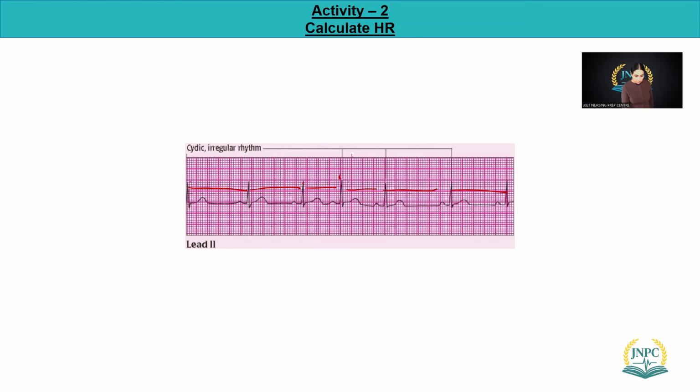1, 2, 3, 4, 5, 6, and then 7. 7 multiplied by 10 is equal to 70. We have approximately 70 beats per minute, but the rhythm is irregular. It's not sinus. An irregular rhythm can be in the normal range, but it is irregular, right? Sometimes ventricles are beating fast, sometimes they are slow, sometimes they're fast, so that way we can see what is happening.